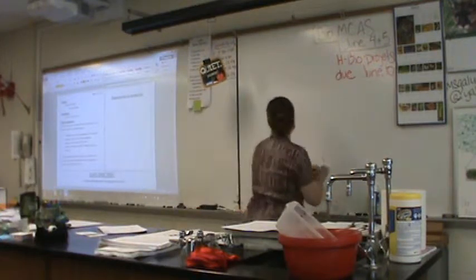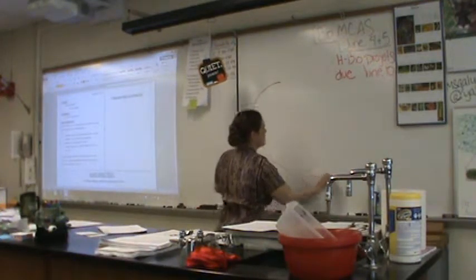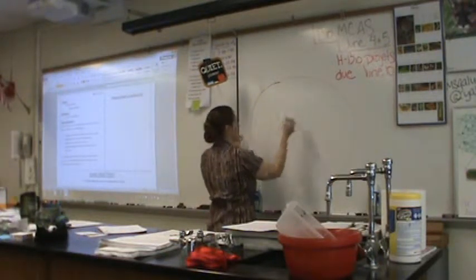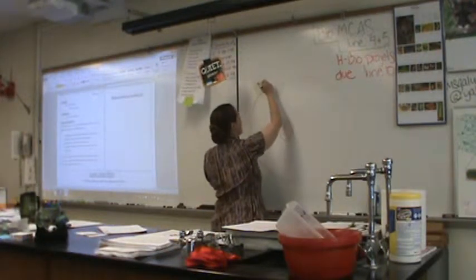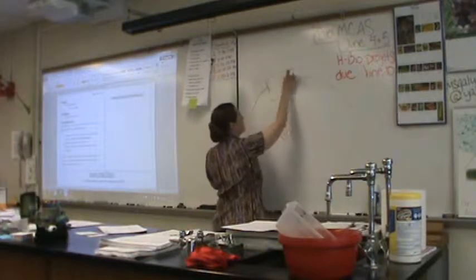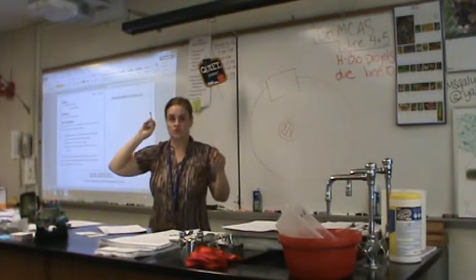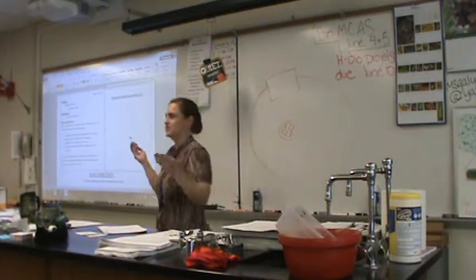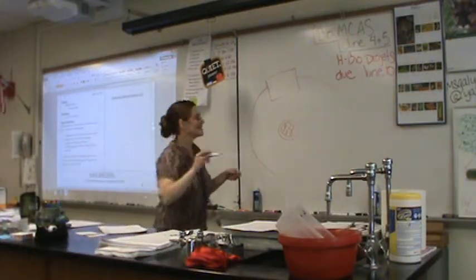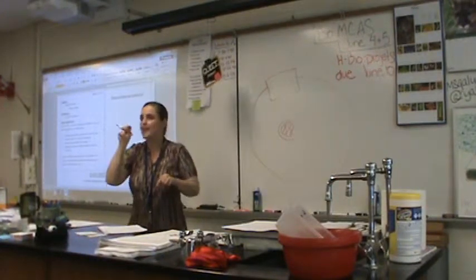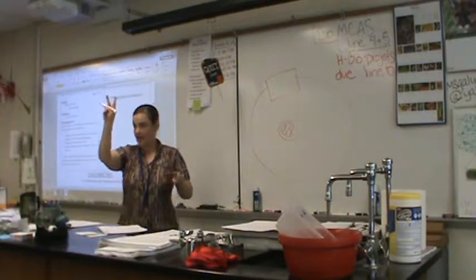So first thing, I want somebody to raise your hand and tell me, so here's your nucleus, here's your cell. We are zooming in on this part of the cell membrane. What do I see? What is it made up of? Go ahead, Tad. Phospholipid bilayer. It is a phospholipid bilayer, meaning there are two layers of it, okay?